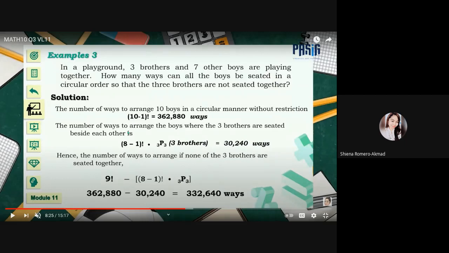Bakit siya naging ganito? Kinuha muna yung no restrictions, then yung together sila, for you to get yung not together. Ilang arrangements yung not together sila?